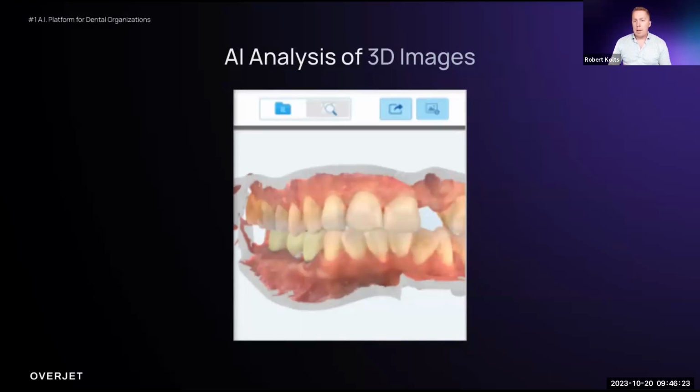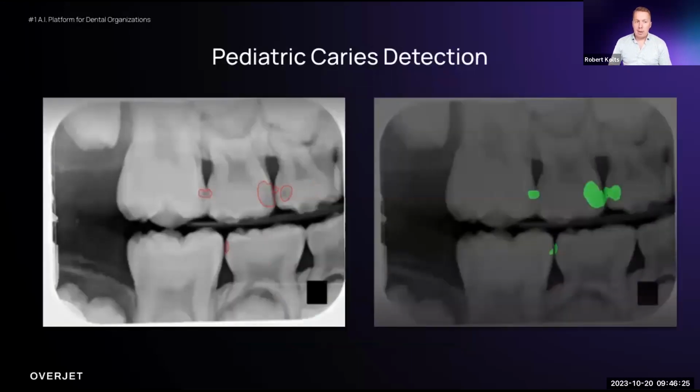And then, coming back maybe a little bit more to the bread and butter is pediatric caries detection. We're very proud of the fact that we have our pediatric caries detection models that should be wrapping up their approval here very soon. And then you'll be able to use this on models trained on primary and mixed dentitions.